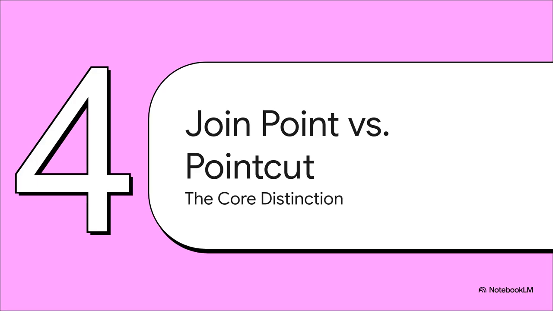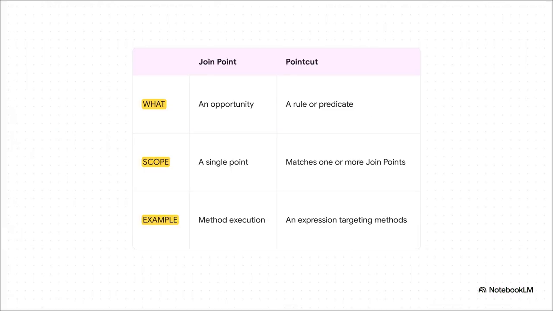So let's put these two concepts side by side to make this distinction crystal clear, because really understanding this relationship is the key to unlocking AOP. So here's the breakdown. A join point is the opportunity, a single moment, like a method call. A point cut is the rule. It's an expression that matches one or even many of those opportunities. The simplest way to think about it is this. The point cut is your query, and the join points are the results of that query.